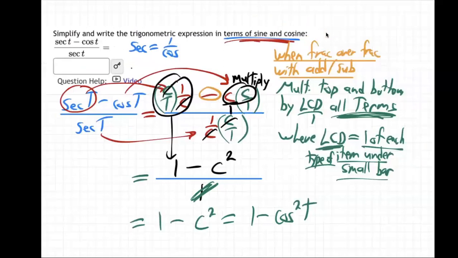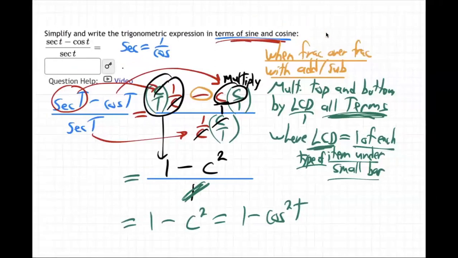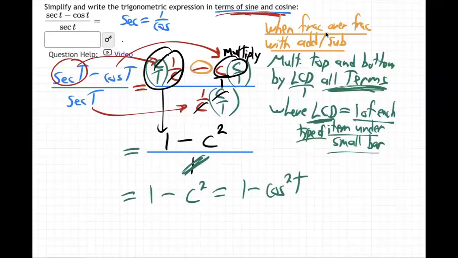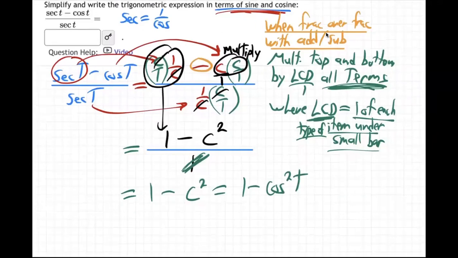Because they said to rewrite it in terms of sines and cosines. Oh, wait a minute. Oh, no, we can simplify a little bit more. Wait, one more step here. Simplify and write in terms of sines and cosines. So there's one more thing. Do you know what 1 minus cosine squared equals? It's sine squared. That's our final answer. Well, where'd that come from?